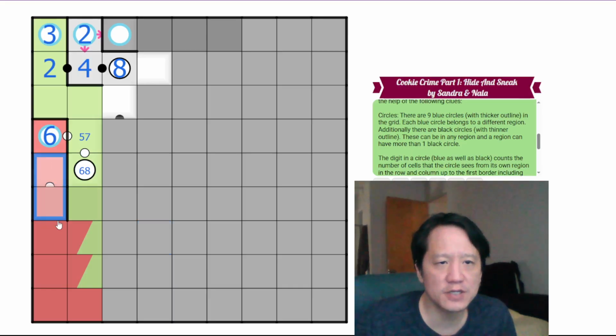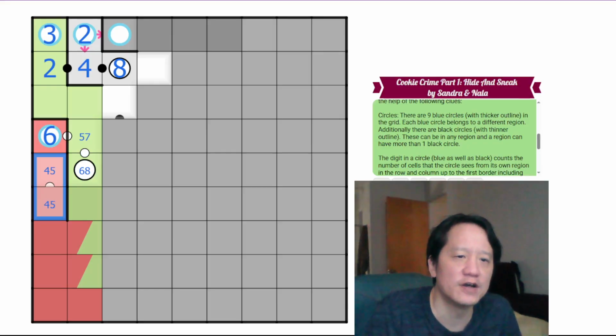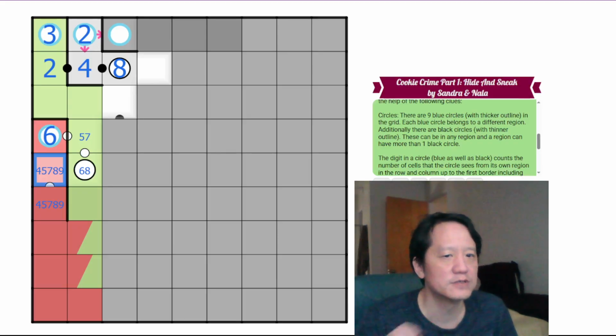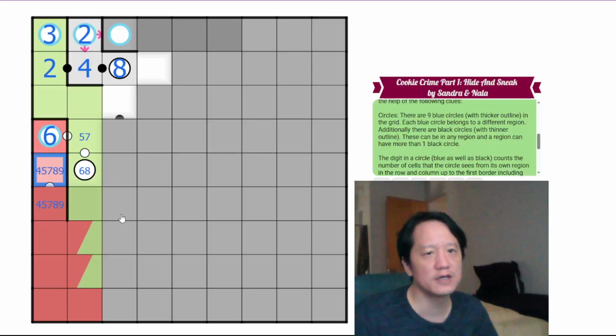These digits are consecutive. There's no 2, 3. There's no 6. So it could be 4, 5, 7, 8, or 9. 8, 9. Those are the possibilities to be consecutive.